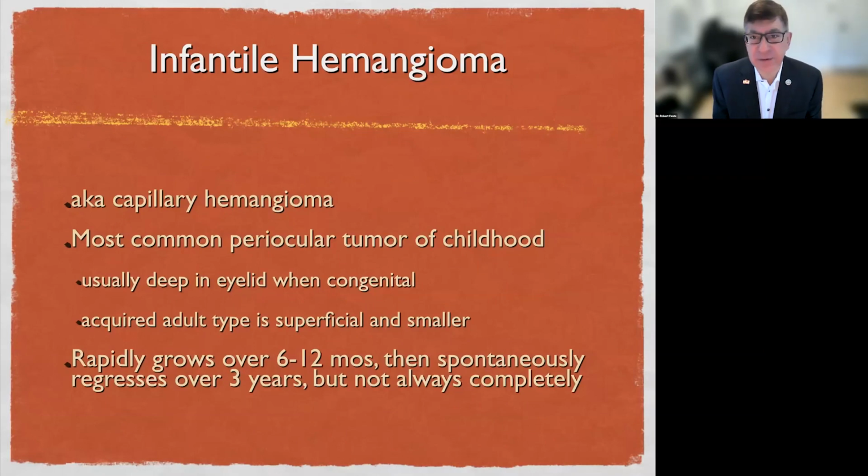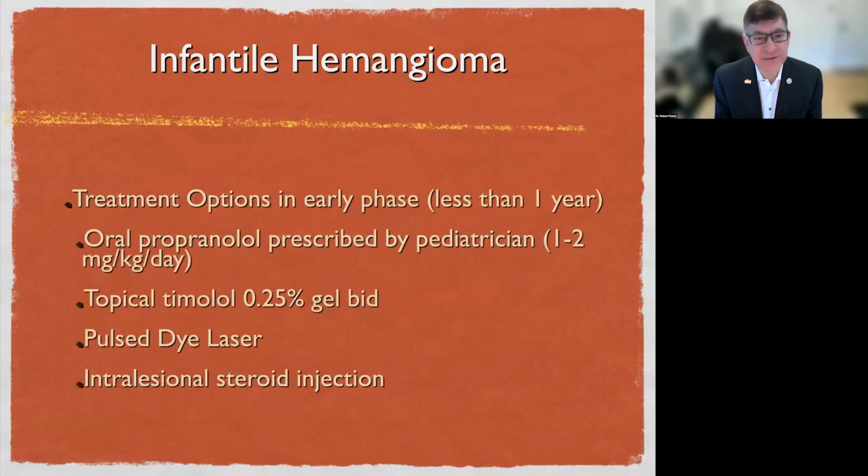This is a little more dangerous than the other ones because of the risk of damage to the visual system. Most common periocular tumor of childhood. It's usually deep in the eyelid when it's congenital. The acquired adult type tends to be more superficial and smaller. These typically grow rapidly over the first year and then spontaneously regress, but not always completely. Treatment options include oral propranolol, topical timolol gel, pulsed dye laser, and intralesional steroid injections.